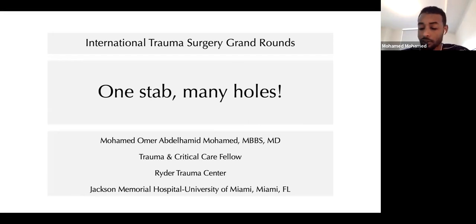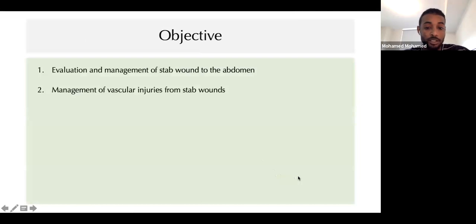I have one interesting case to present. The title says "One stab, many holes." We'll start talking about two stab wounds and then go from there. The objective of this talk is to evaluate and manage abdominal stab wounds, as well as to manage vascular injuries associated with stab wounds.